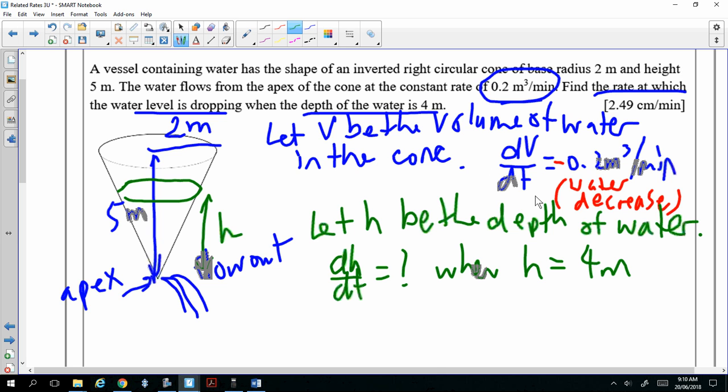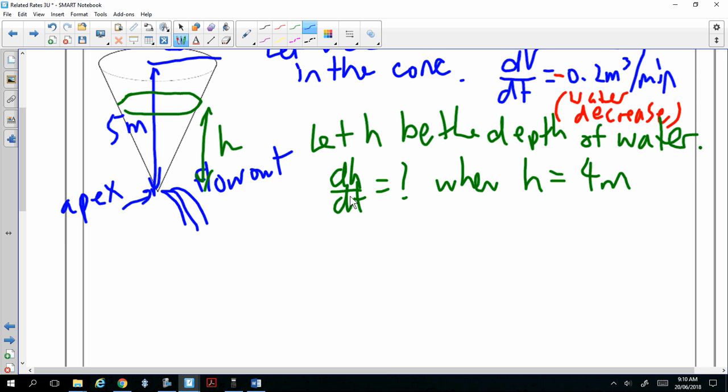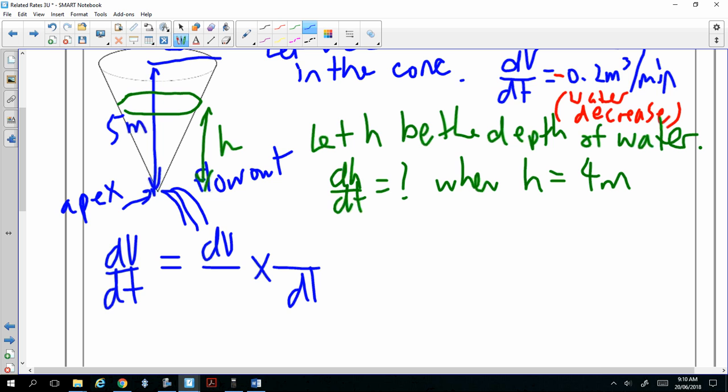So now we have a problem to solve. Let's write down the first thing: we're going to find dH/dt. Actually, you don't have to start with something you have to find. You can start with something you know. Let's start with dV/dt, equals dV something times dt, and you just put dH in the middle. You don't have to start with dH/dt. You can start with dV/dt. You get the same thing.